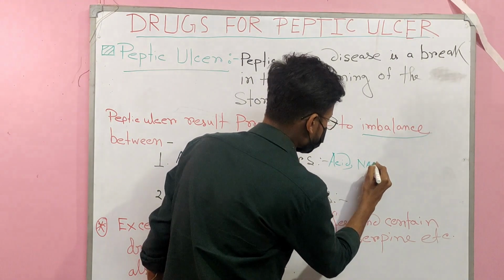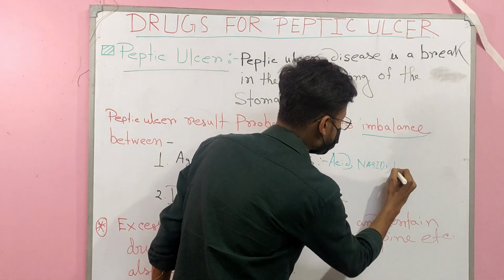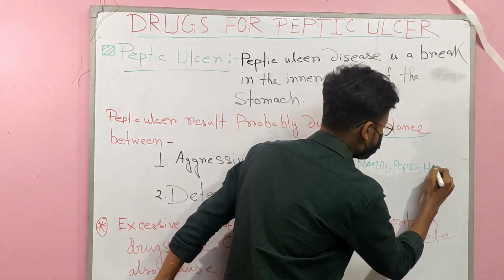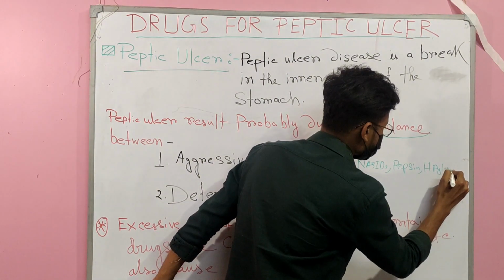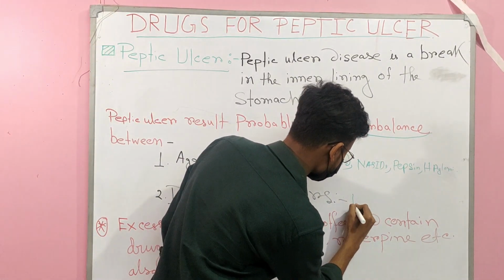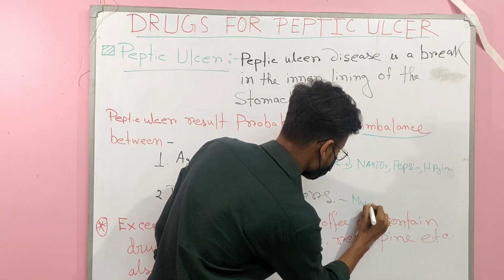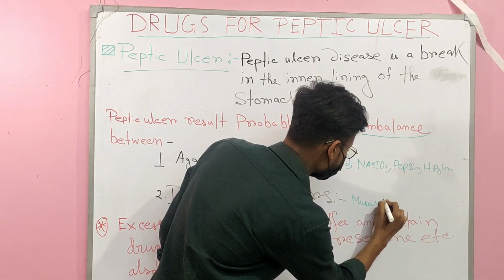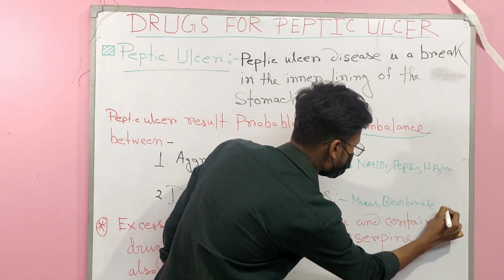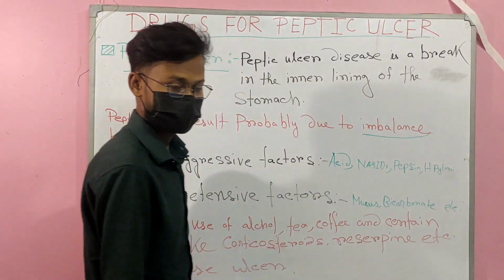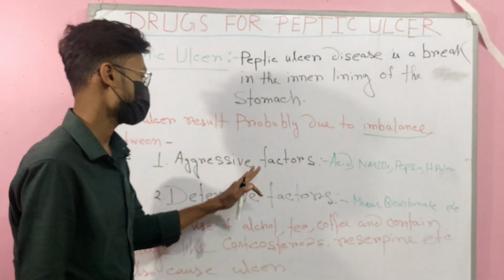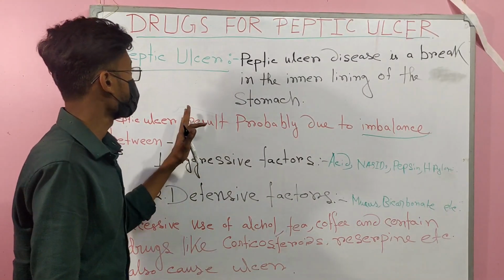acids, pepsin, H. pylori, etc. And defensive factor means mucus, bicarbonate, etc. If the defensive factors level is high and aggressive factors level is low, it may cause ulcer.